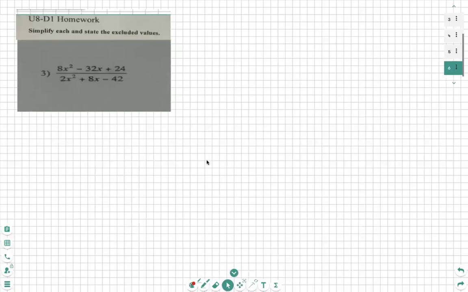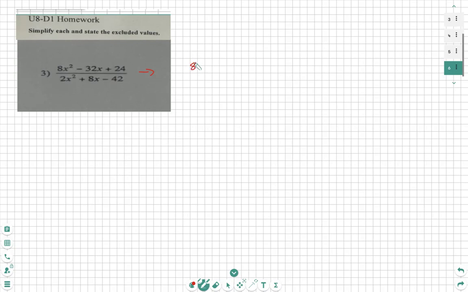Hello. In this video, we are just going to simplify and state the restrictions for this rational function. The first thing we need to do is factor the top and the bottom. And now always see if you can take a GCF. A GCF will make your life easier.